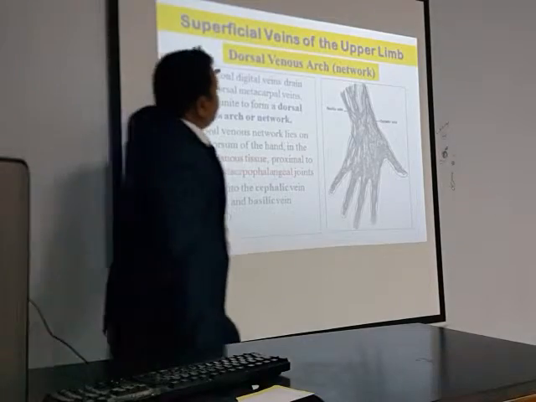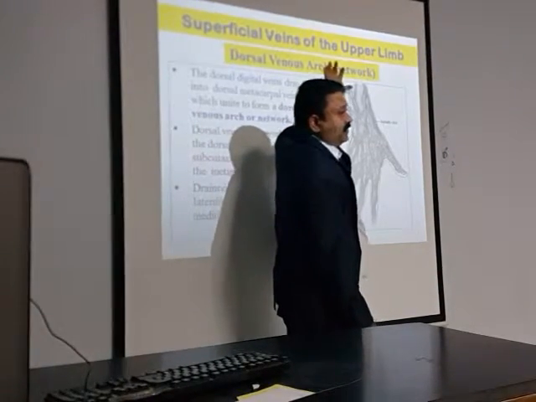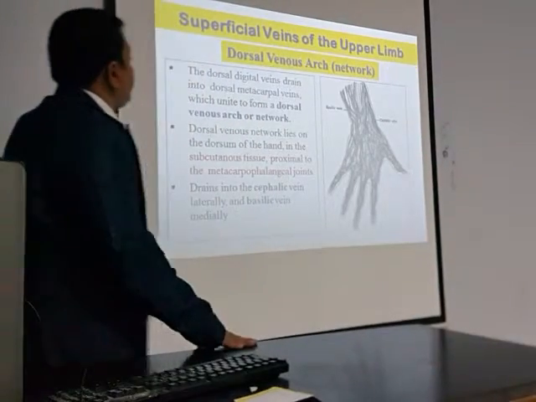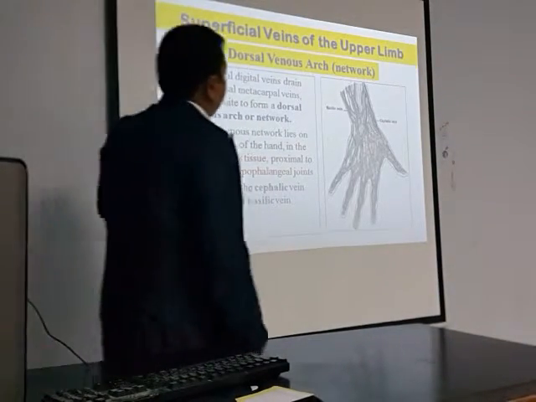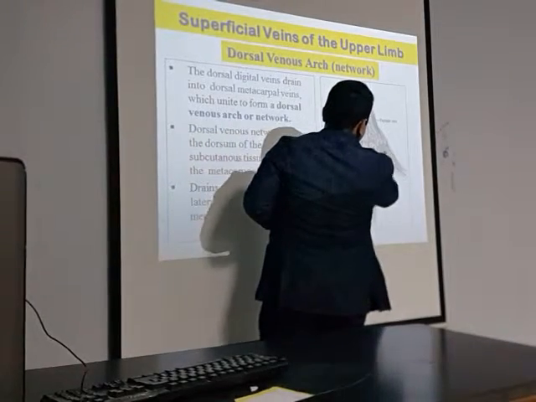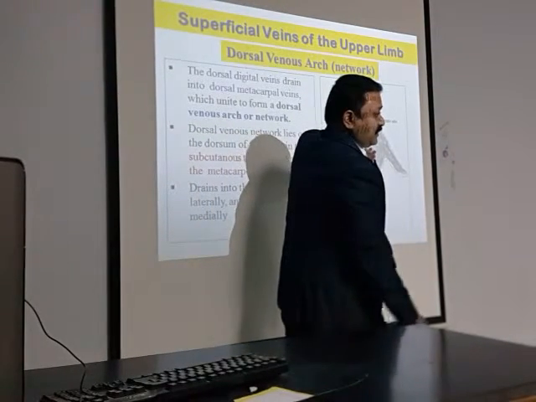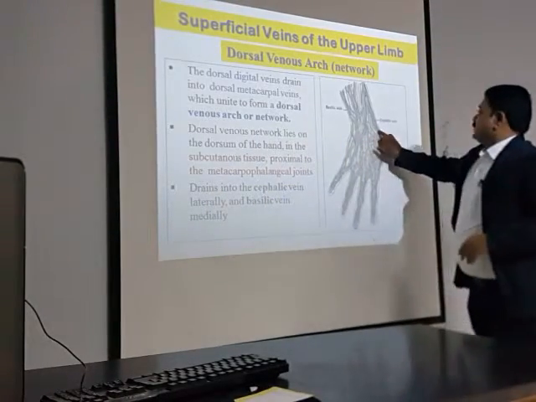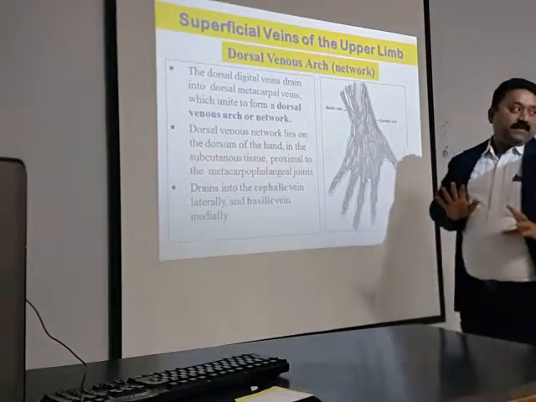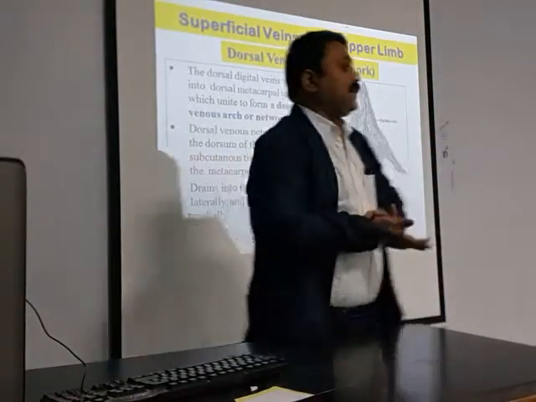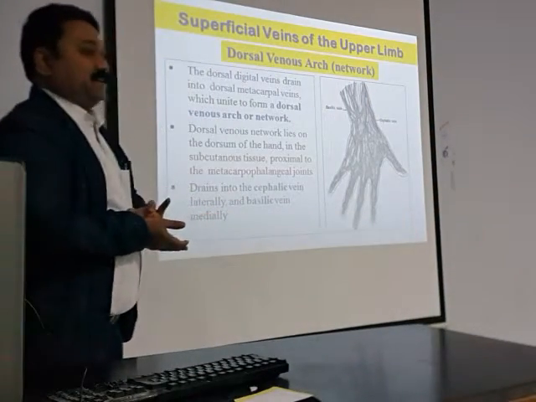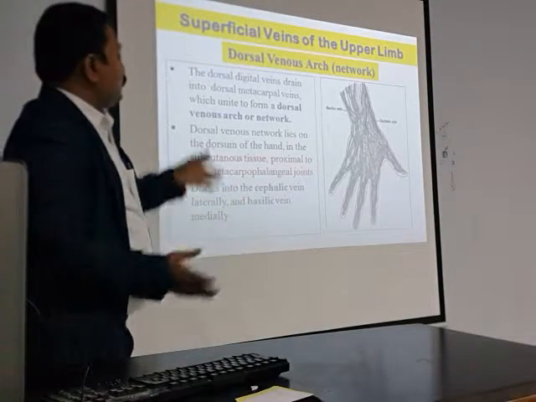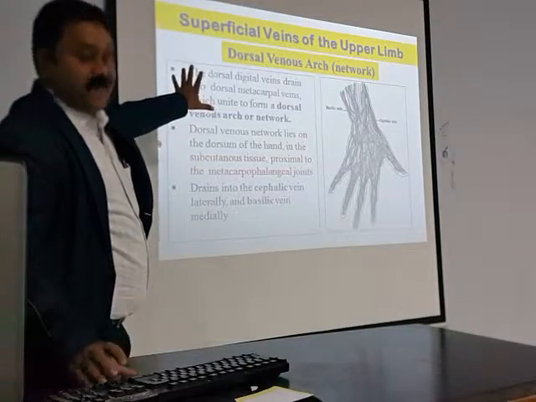So the superficial veins of the upper limb, isn't it? What I told you about was the deeper ones. So the superficial veins of the upper limb: the dorsal venous arch. The network of the dorsal venous arch in the hand, isn't it? These are collected into the cephalic vein and the basilic vein. The cephalic vein is towards the radial side, and the basilic towards the ulnar side. So these are the superficial veins.